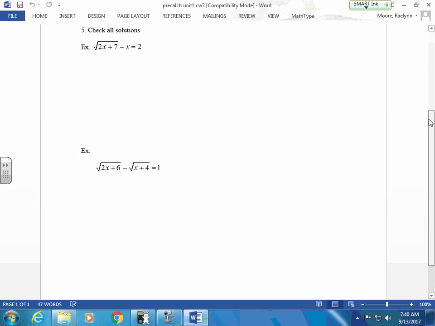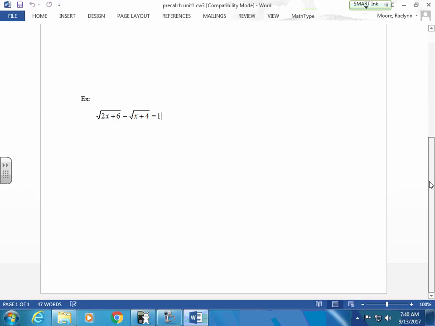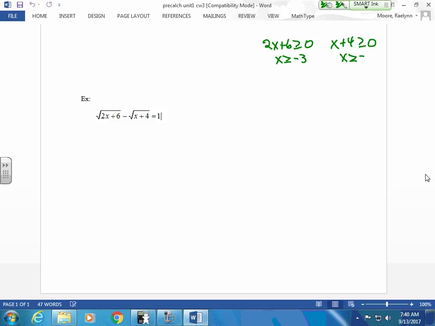Okay, let's see if we can get to this one. All right, so now, domain first. I've got a 2x plus 6, and I've got an x plus 4. So I subtract 6, and I divide by 2. X is greater than or equal to negative 3. I subtract 4. X is greater than or equal to negative 4. Now, let me just put this on my number line.